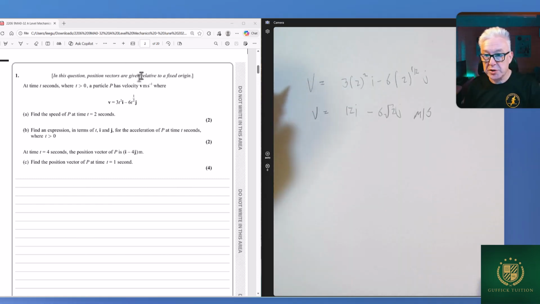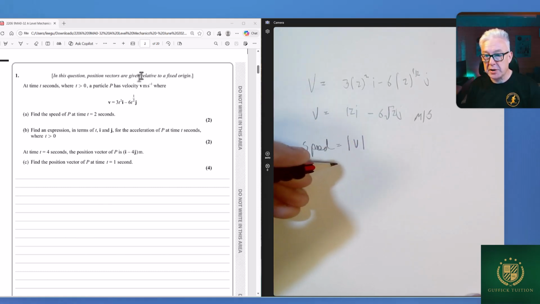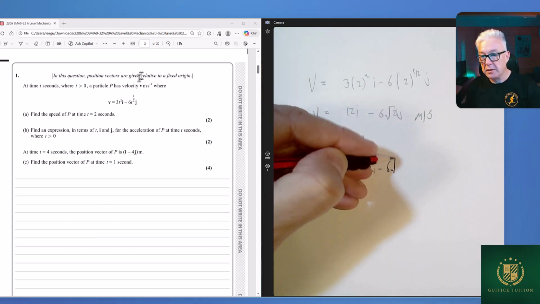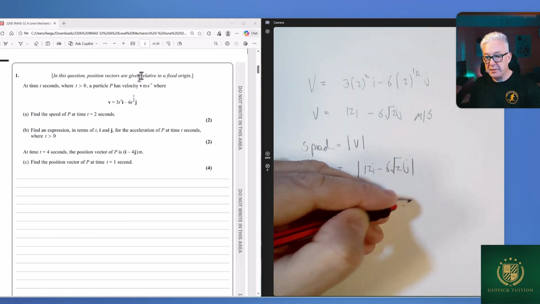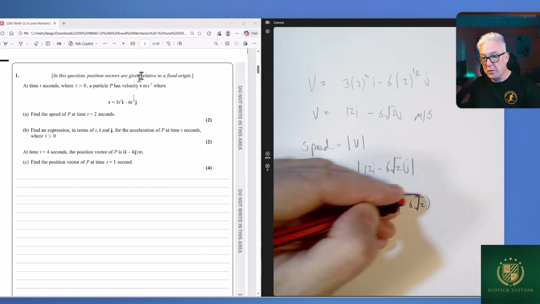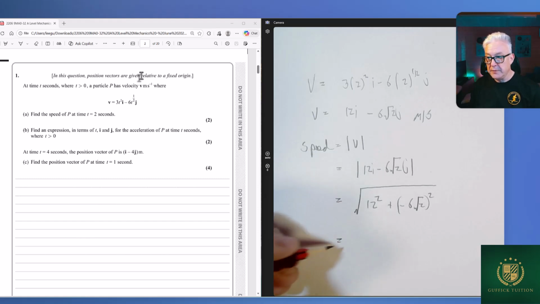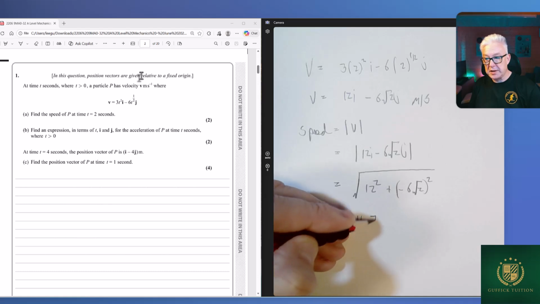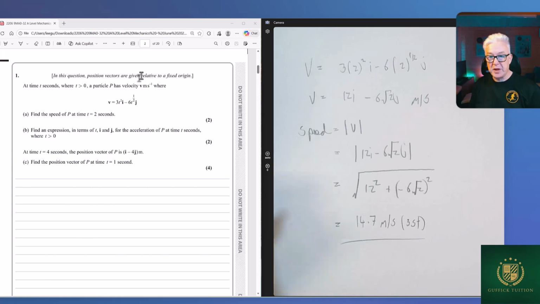Now you'll notice that this is our velocity, but this question is asking for the speed, okay? And we need to remember that speed is equal to the magnitude of velocity. So what we've got to do is find the magnitude of our 12i minus 6√2j. The magnitude is going to be given by 12 squared add minus 6√2 all squared, and then we've got to square root that, like so. Okay, now when we put that into our calculator, that turns out to be 14.7 meters per second, 3 significant figures. So that's our part A done.